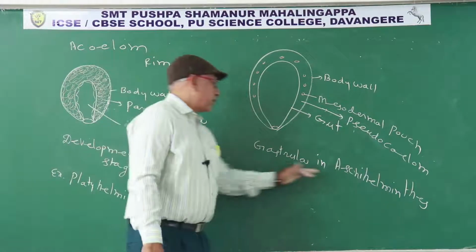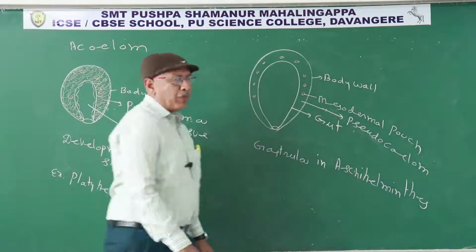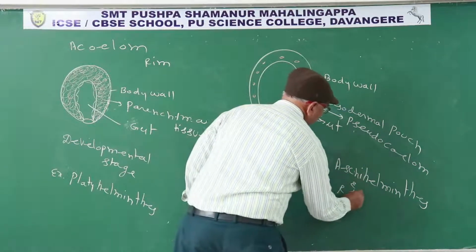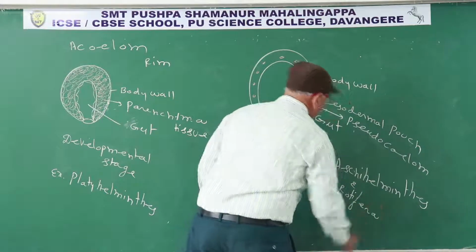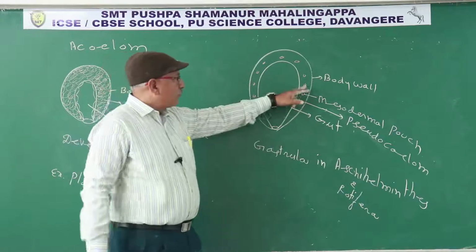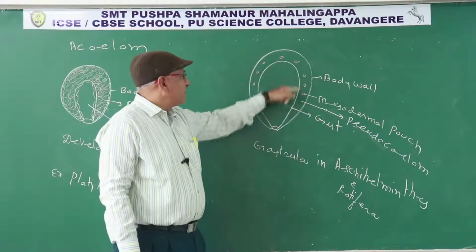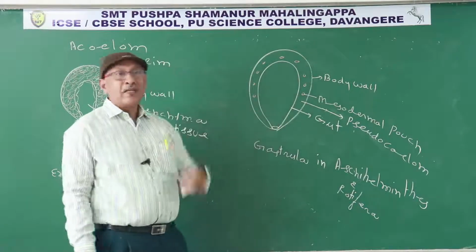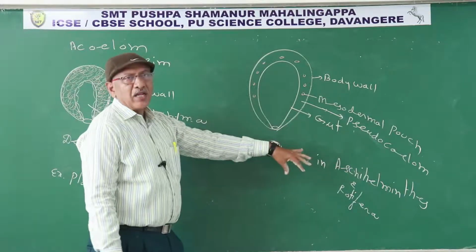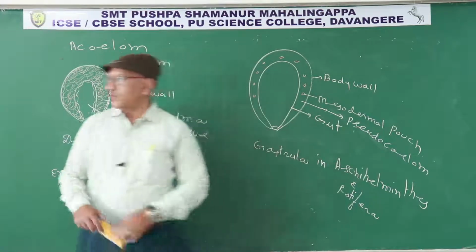Pseudocoelom is present in members of Aschelminthes and Rotifera. Members of phylum Rotifera possess pseudocoelom. What is pseudocoelom? Simple definition: a cavity present between the body wall and alimentary canal, but this cavity is not lined by mesodermal layers. So this cavity, not lined by mesodermal layers, is known as pseudocoelom. How it forms, now we discuss.